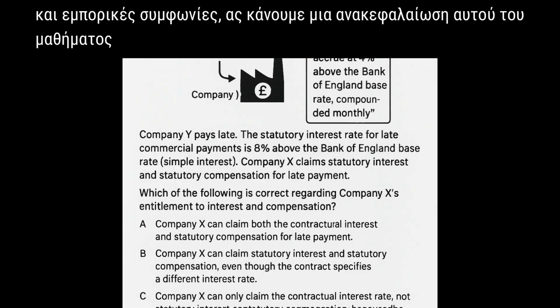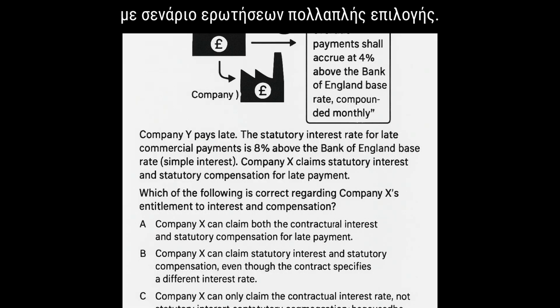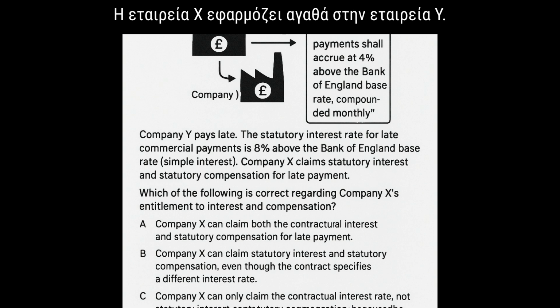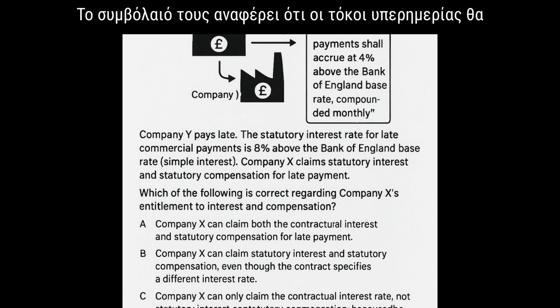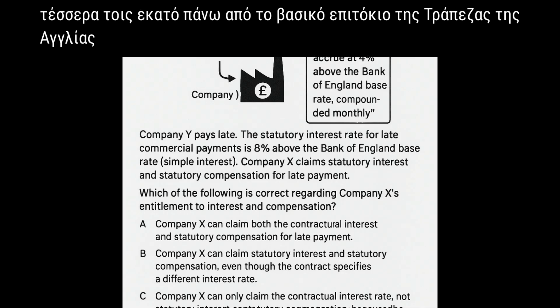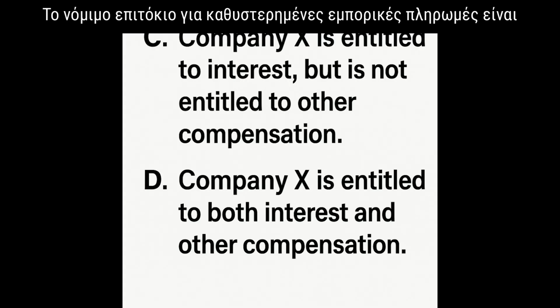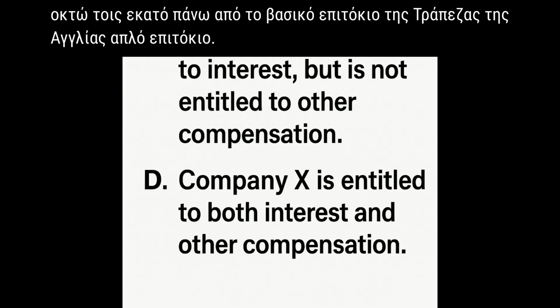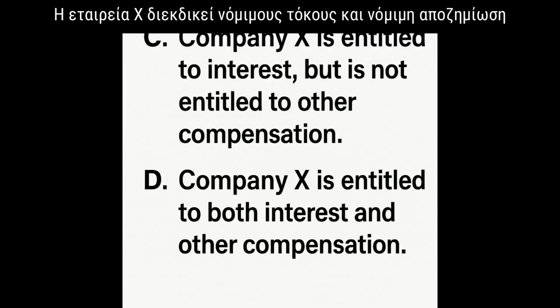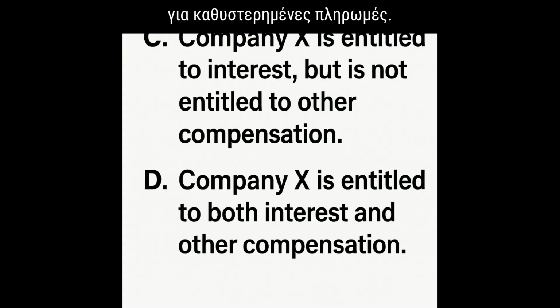Let's make a recap of this lesson with a multiple choice question scenario. Company X supplies goods to Company Y. Their contract states, interest on overdue payment shall accrue at 4% above the Bank of England base rate, compounded monthly. Company Y pays late. The statutory interest rate for late commercial payments is 8% above the Bank of England base rate, simple interest. Company X claims statutory interest and statutory compensation for late payment.